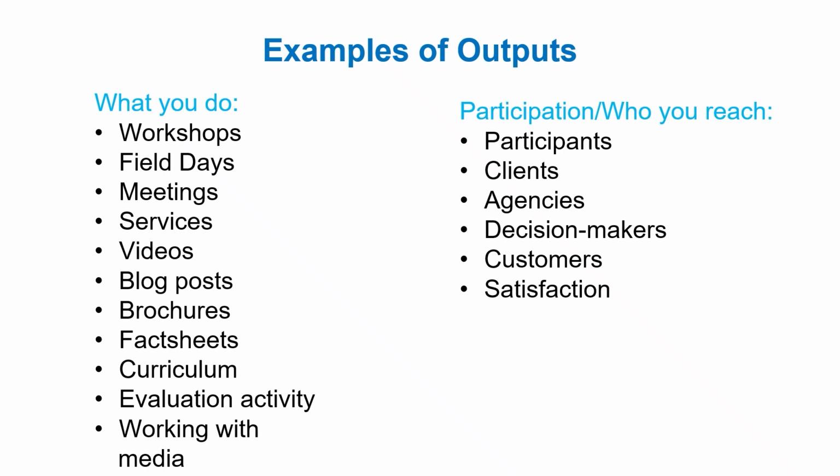And then the other component in an output is the people who you reach. It's good to be thinking about that also: participants, your clientele, your agencies, decision makers. All of these are still outputs. It is important to count this and also report, describe the activity, but we are really emphasizing that you communicate outcomes and impact.